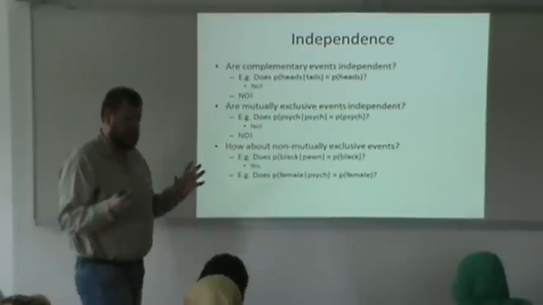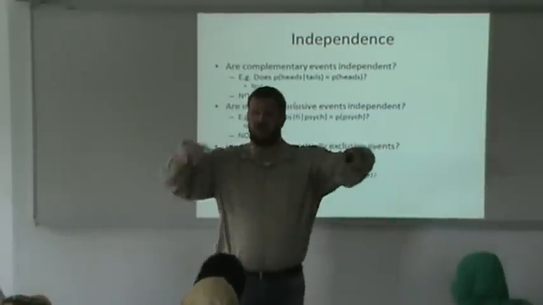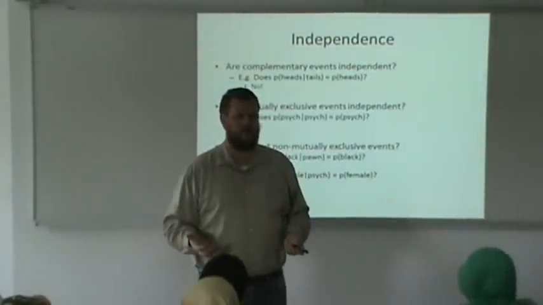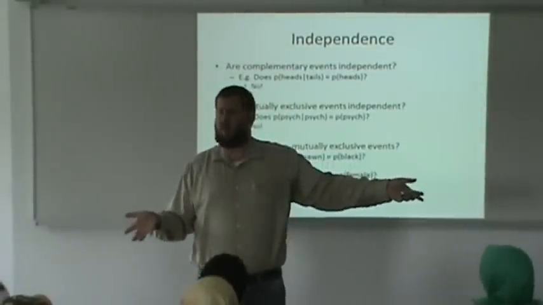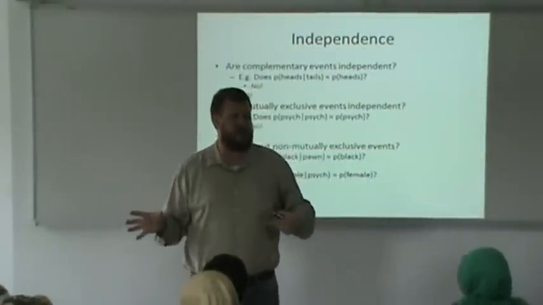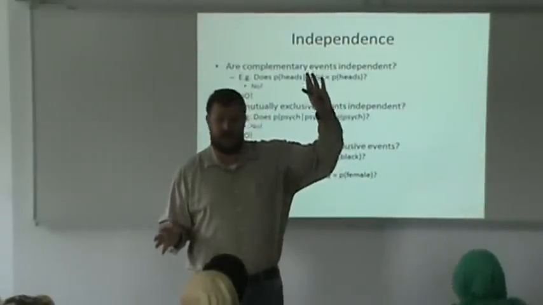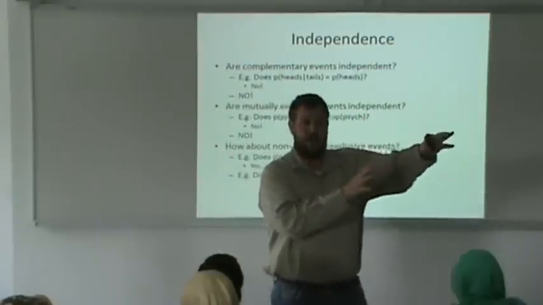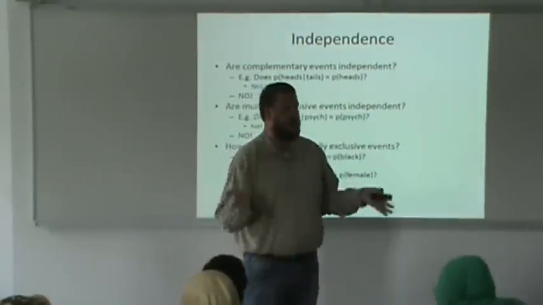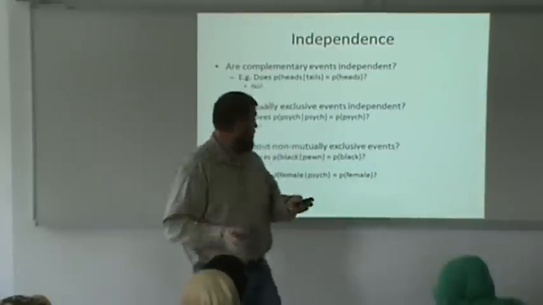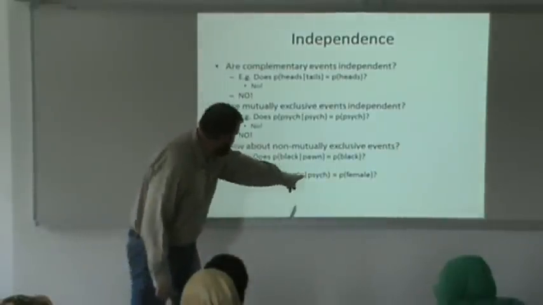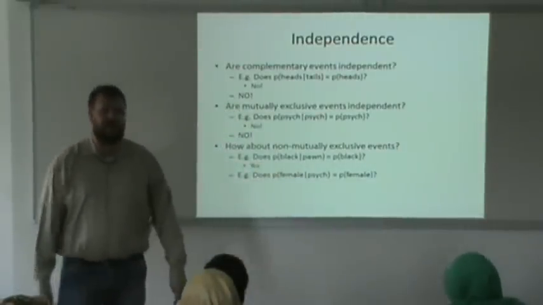Does the probability of female given psychology equal the probability of female? So what's the probability of picking a random student and observing female? Maybe 0.5, right? About half of the students are males, half are females. We could look at the actual statistics for the whole population to figure out exactly what it is. But let's say it's 0.5, right? Now, if P(female) is 0.5, what is the probability of female given psychology?